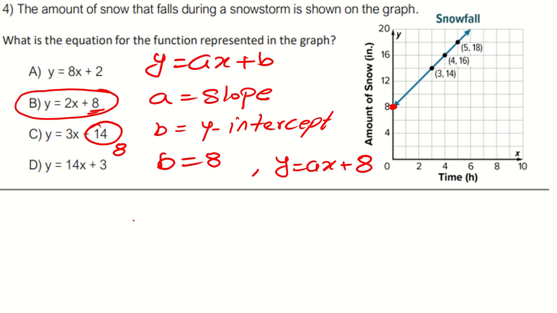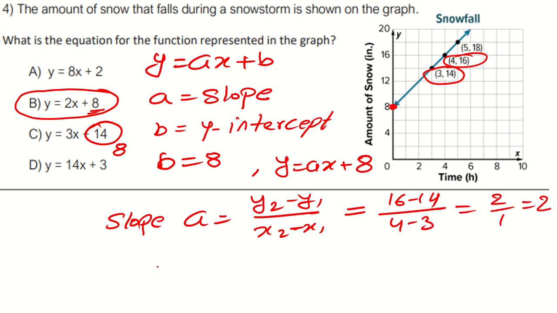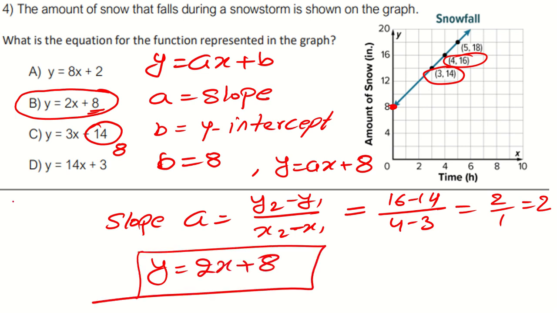Now let's complete the question. How will you find the slope a? For slope a, there is a very simple formula, y2 minus y1 divided by x2 minus x1, or you simply say rise over run. So y2 and y1 I am taking from here. Okay, any 2 points you can take. So for y2 I am taking the upper point, you can take any point. So 16 minus 14 divided by 4 minus 3 means 2 over 1 means 2. So the value of a is 2. So y is equal to 2x plus 8. This is the answer. Okay. Hope you understand this question. This was an easy question, but you must remember this one.